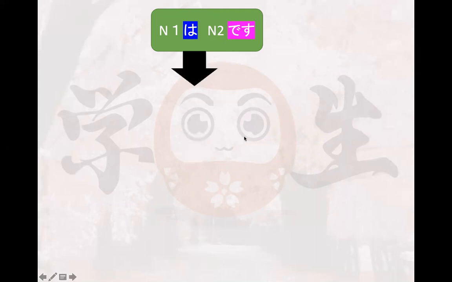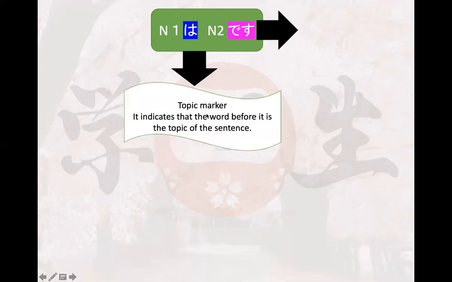Okay. Now, let's talk about particle wa. Ano nga ba ang ginagawa ni particle wa sa ating pattern? First, this is a topic marker. Wa is a topic marker. It indicates that the word before it is the topic of the sentence. So meaning to say, dahil ang ating sentence ay noun sentence, kasi we have noun 1 as our topic and noun 2 as our predicate, any word before the particle wa is the topic of the sentence.